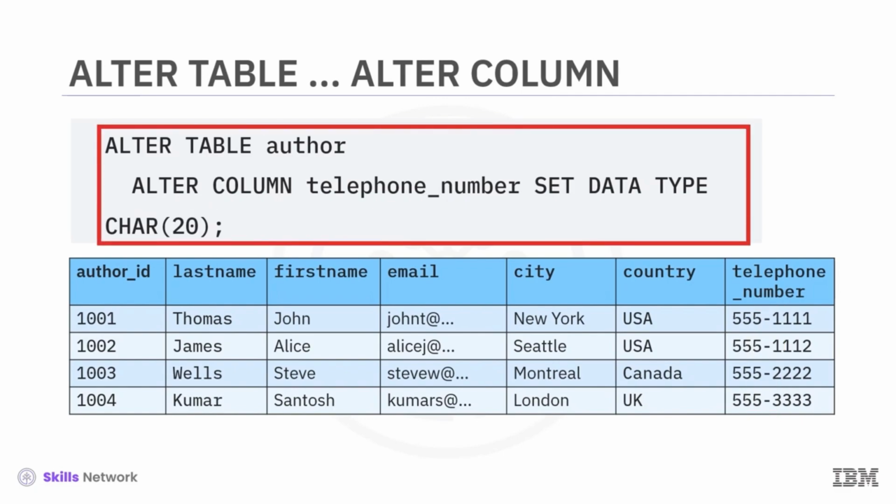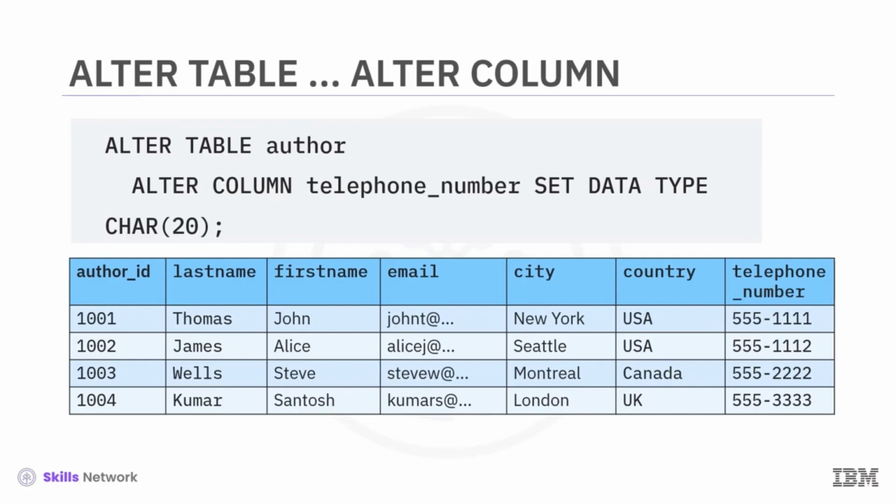This code shows how to alter the author table. ALTER TABLE author ALTER COLUMN telephone_number SET DATA TYPE CHAR(20). Altering the data type of a column containing existing data can cause problems, though, if the existing data is not compatible with the new data type.